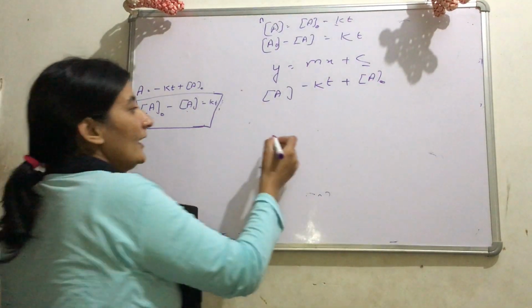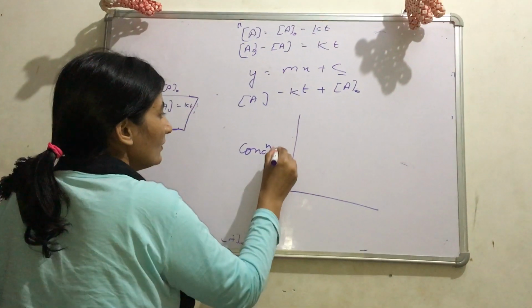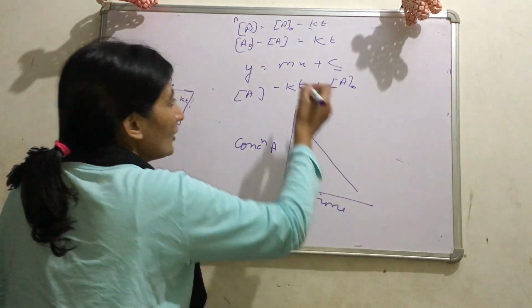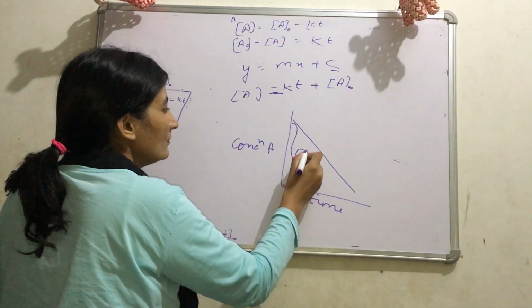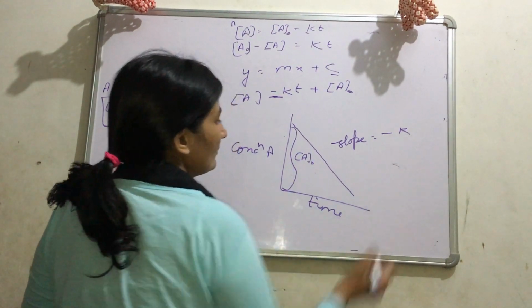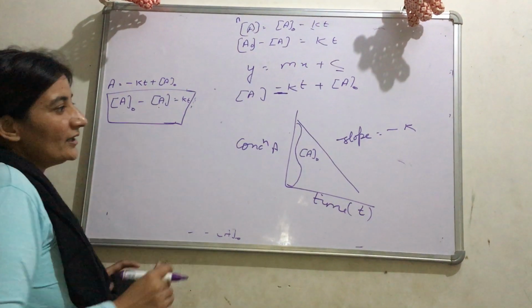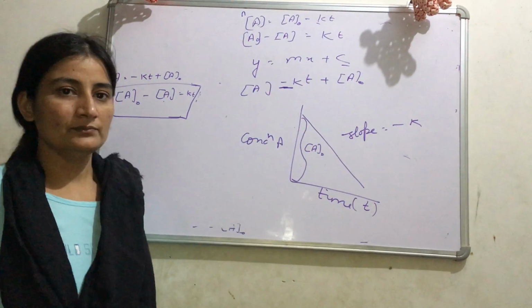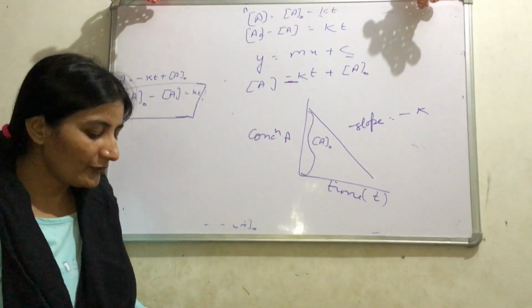So we can plot a concentration versus time curve. Here the concentration of A versus time curve is a straight line with negative slope. This is the intercept A naught, and here the slope is minus k. For zero order reaction, the concentration versus time curve is a straight line with negative slope, and the value of slope is minus k. That is the derivation for zero order reaction.